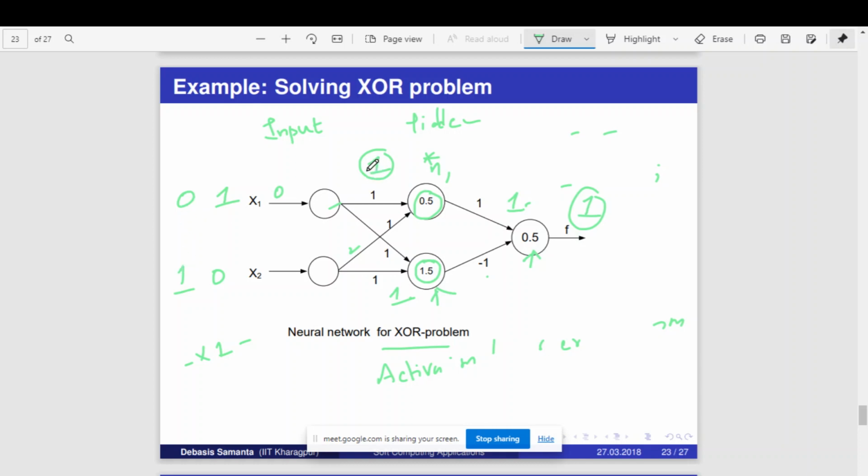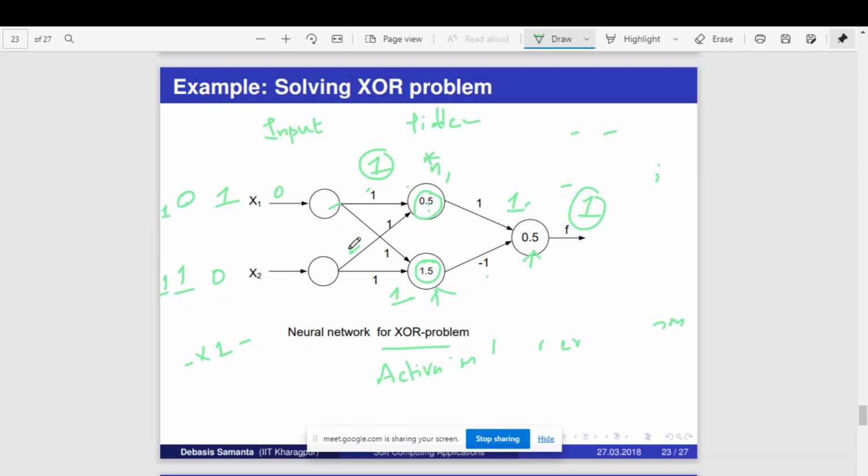When the input is 0 1, what will be the input for n1? 0 into 1 plus 1 into 1, right? Sigma WXI. So yeah, for this it will be 1. Is this 1 greater than 0.5? 1 is greater than 0.5, right? So this neuron will be activated, and what is the output here? It is producing 1. So 1 into 1 is what? 1, right? Okay.